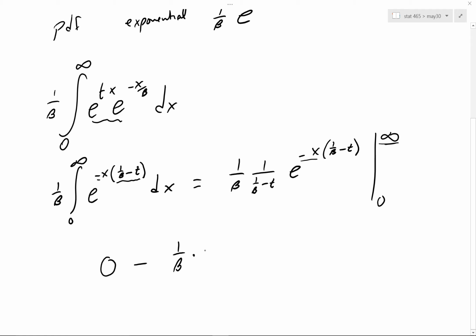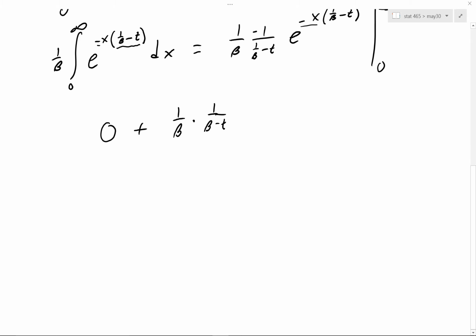Now, this thing is a little weird looking, so I'm going to clean it up for you. And so this is our moment generating function. Make sure that I didn't drop a negative somewhere. Oh, yes, this should be a negative right here. There, we should have a negative right there, so this should be positive. Good for us. Now, you're like, well, this is 1 over beta, stupid.